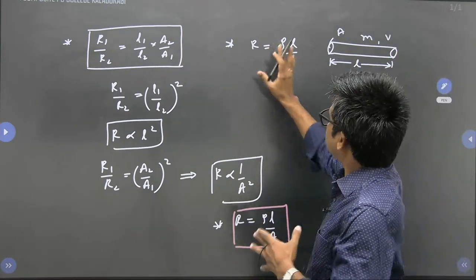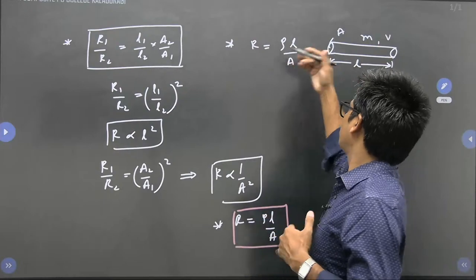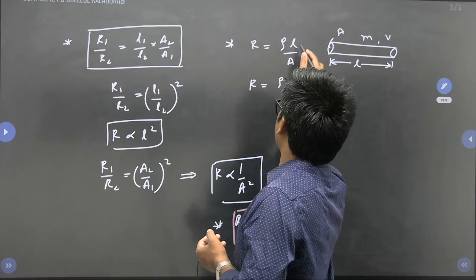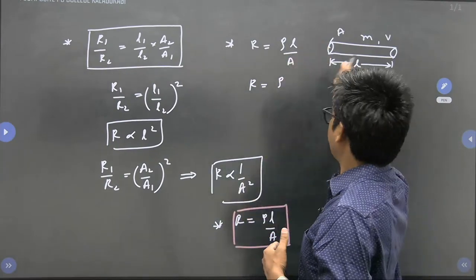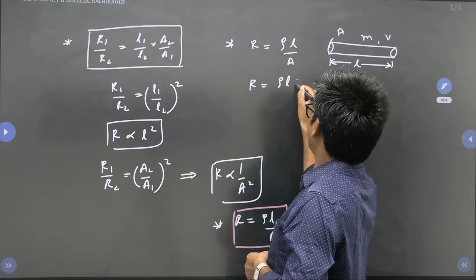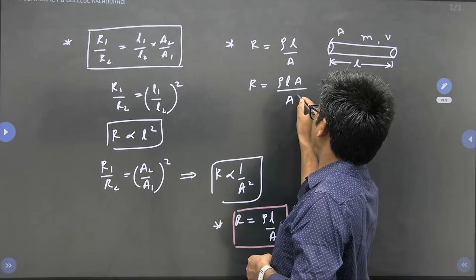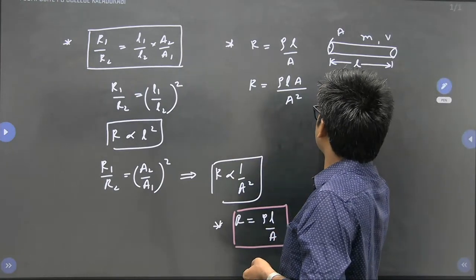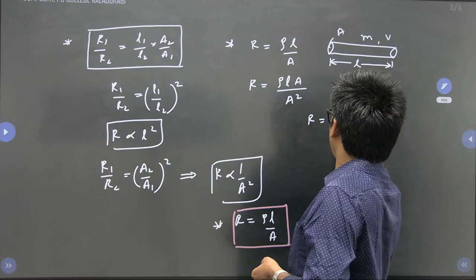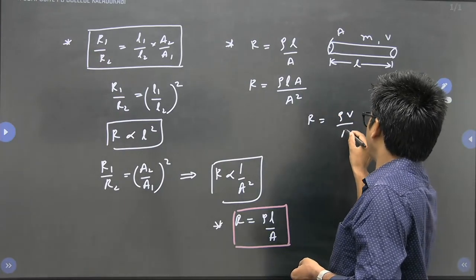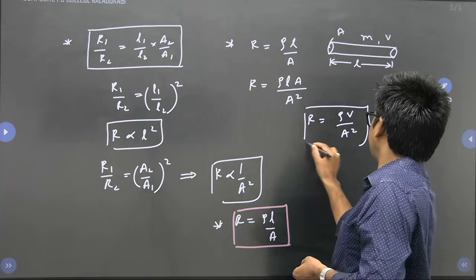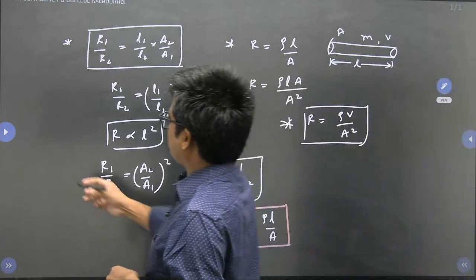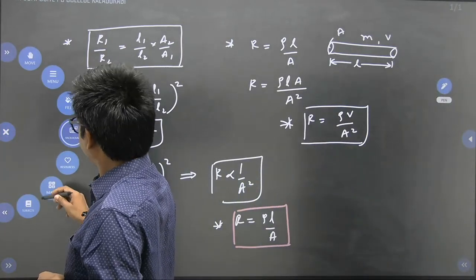Now this formula for resistance can be written in terms of mass and volume also. Can I multiply numerator and denominator by the area of that wire? If I multiply the numerator and the denominator by area, in the denominator it will become A square. So R equals rho, length into area is the volume, divided by area square. So this is in terms of volume. Got my point?